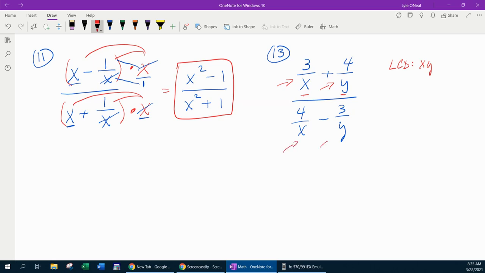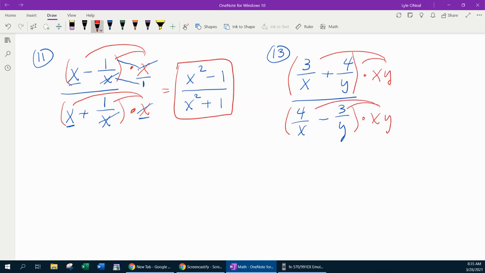The LCD of the denominator fractions would also be xy. So what I'm going to do is multiply top and bottom by the LCD of all of the fractions, which in this case is xy. That's going to need to distribute. And this is going to be super easy once you realize how this works, okay?